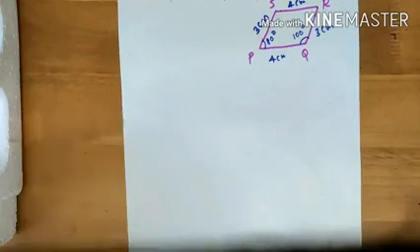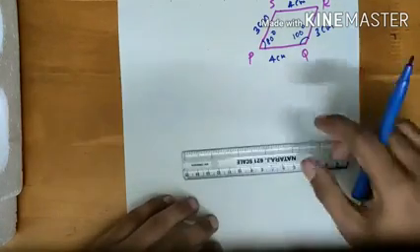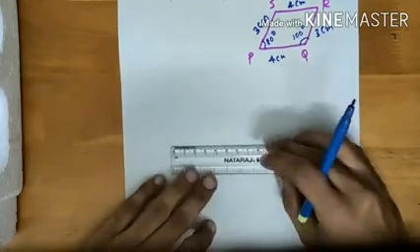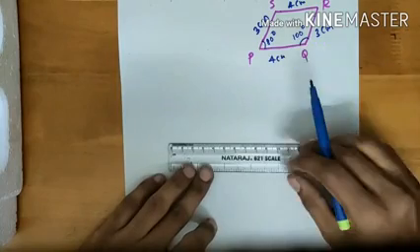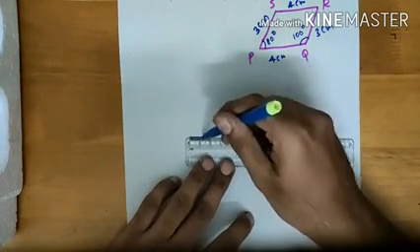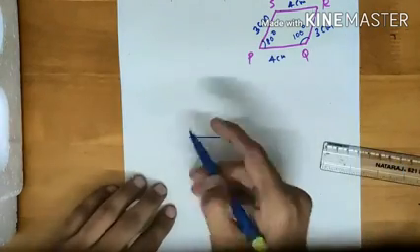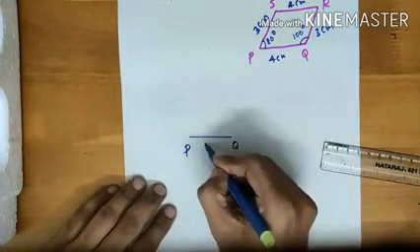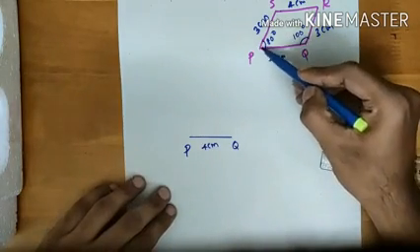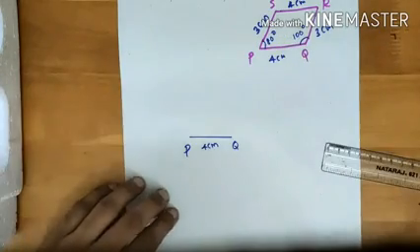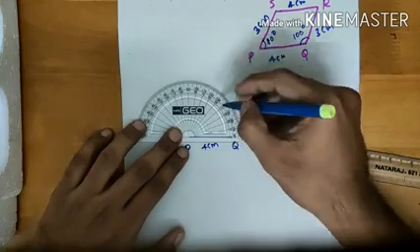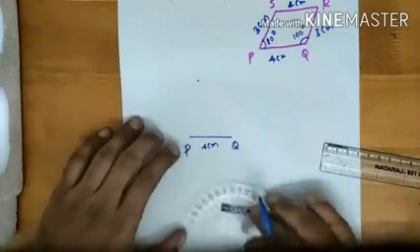Now I will show how to draw this parallelogram PQRS. In the first step, we will draw PQ. What is the length of PQ? 4 centimeter. We draw PQ of 4 centimeter. Now look at the angle P. Angle P equal to 80 degree. We will mark 80 degree on the protractor, between 70 and 80.